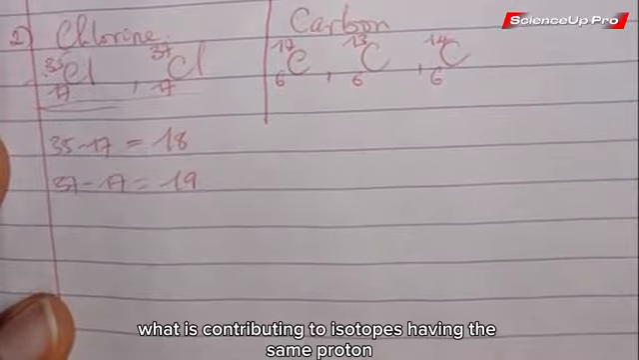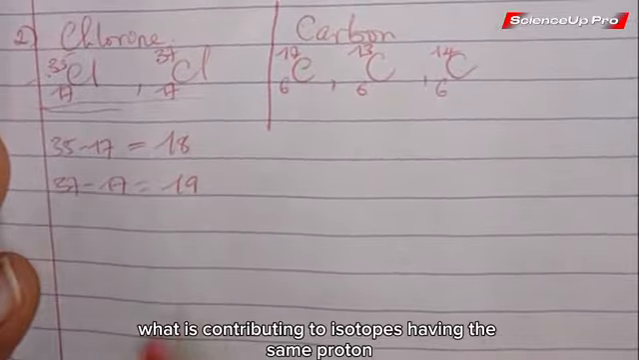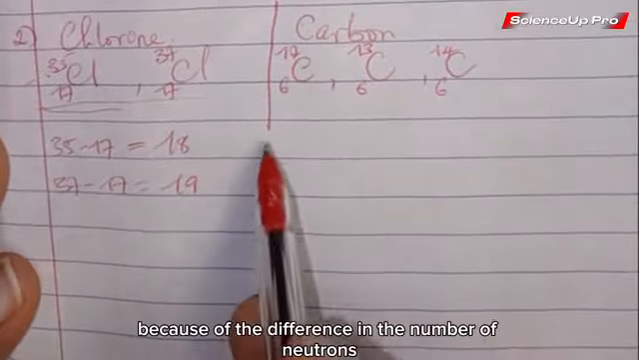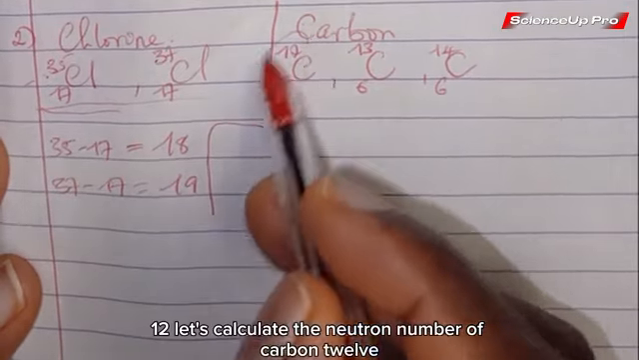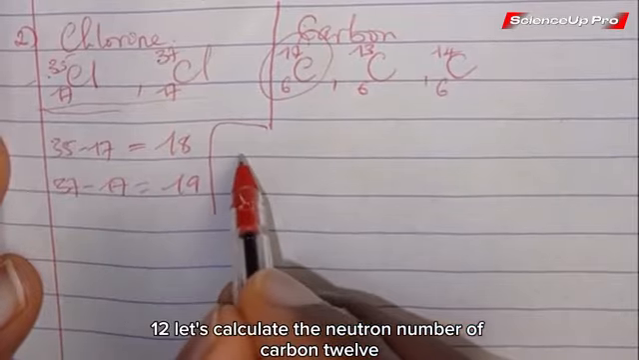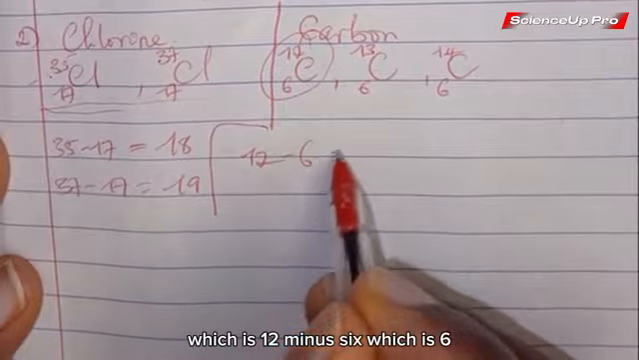That is what contributes to isotopes having the same proton number but different masses, because of the difference in the number of neutrons. Let's talk about the carbon here. Carbon 12. Let's calculate the neutron number of carbon 12, which is 12 minus 6, which is 6.